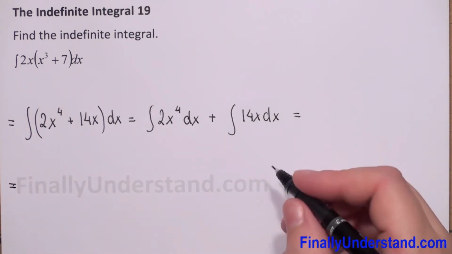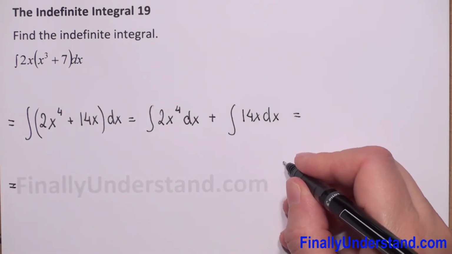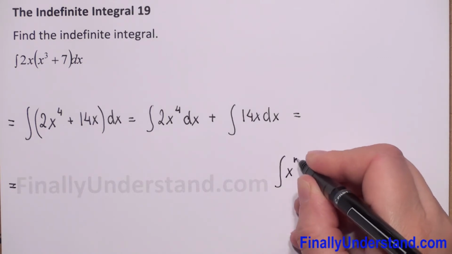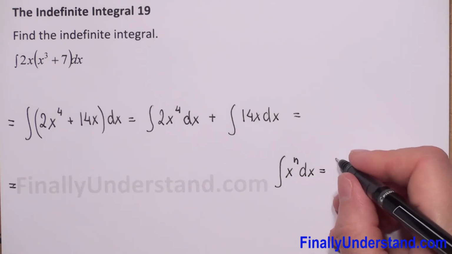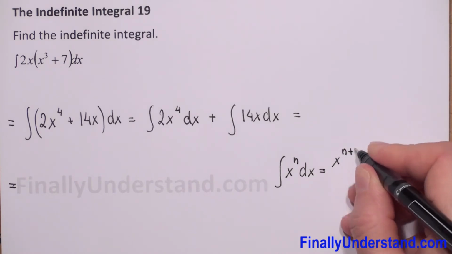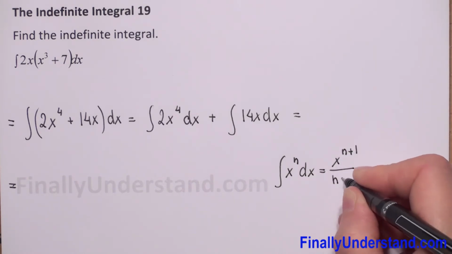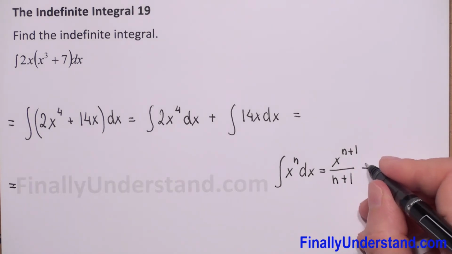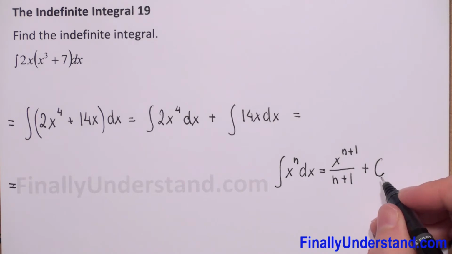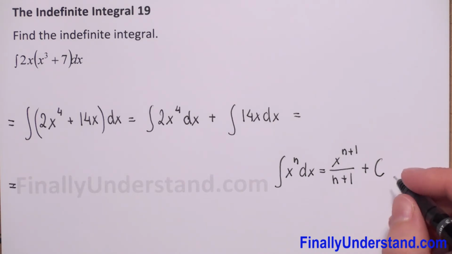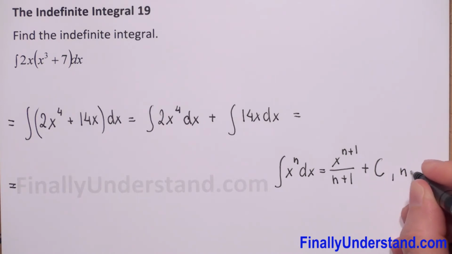We will use the following formula. Integral of x to power n with respect to x is equal to x to power n plus 1 over n plus 1, plus constant c. We always add a constant when we have an indefinite integral. So this formula is for n different than -1.